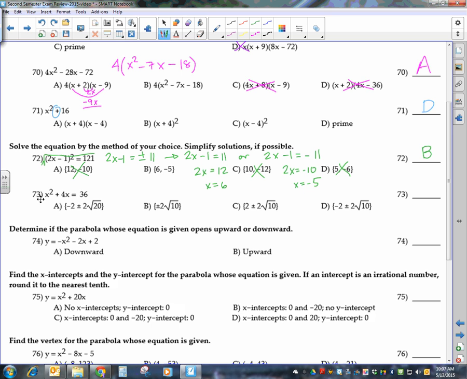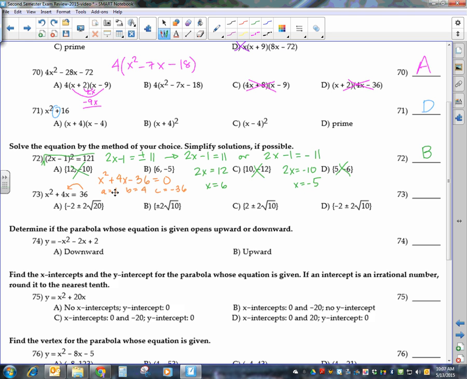Okay? x squared plus 4x equals 36. Now, when I look at all these answer choices, I see a radical in it, so the only thing that we've done with that would be the quadratic formula. So you would need x squared plus 4x minus 36 equals 0. You do have to take that over. And so a equals 1, b equals 4, and c equals negative 36.